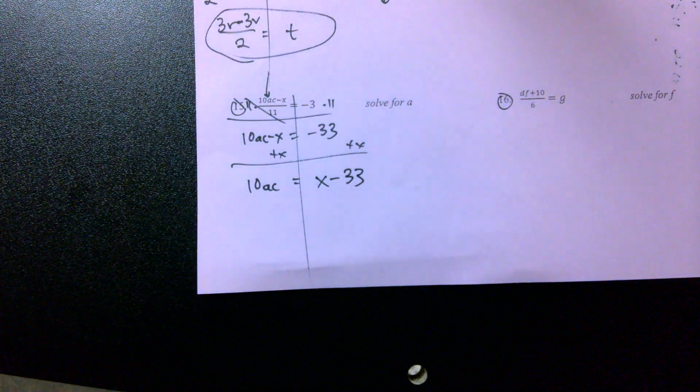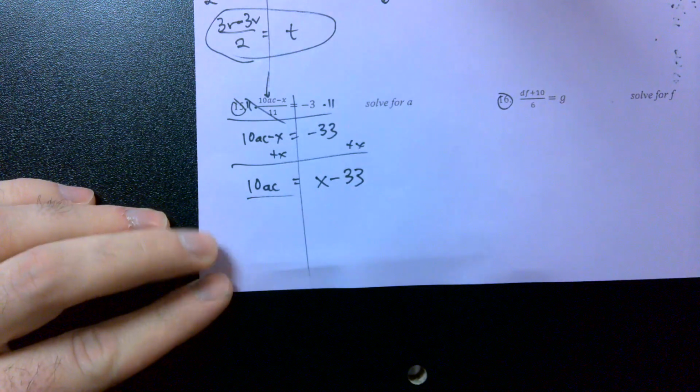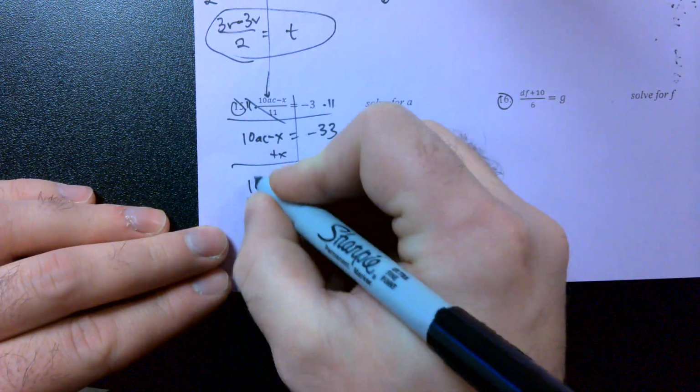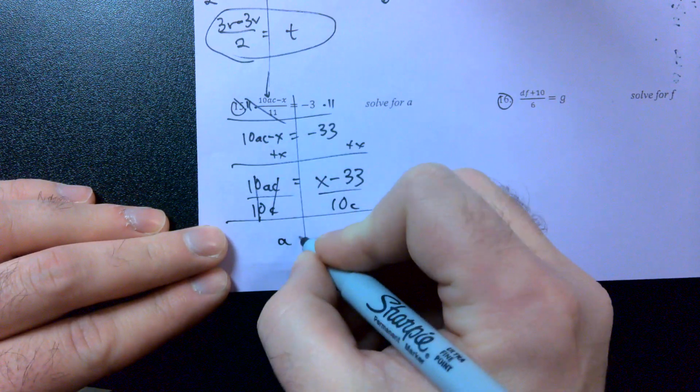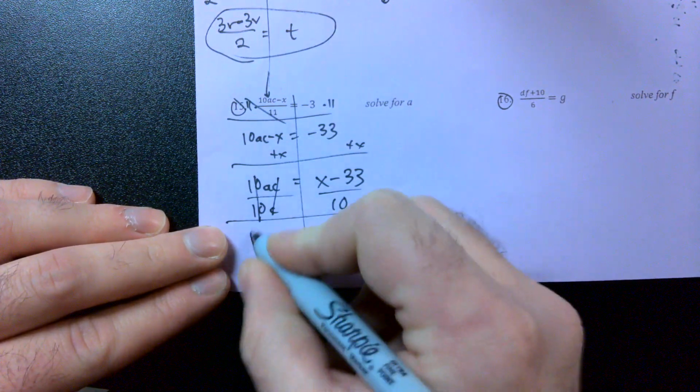I'm going to write it like this just to make it look more appealing. I could say negative 33 plus x, but if I swap them around, it just makes it look a little bit cleaner, a little bit nicer. Either way is fine. And again, this is a product base. I can divide by whatever I don't want, which is the 10 and the c. And that gives me x minus 33 over 10c.